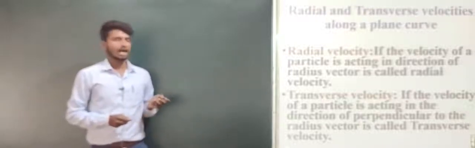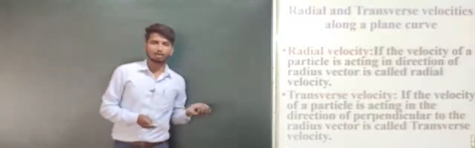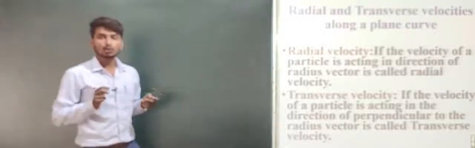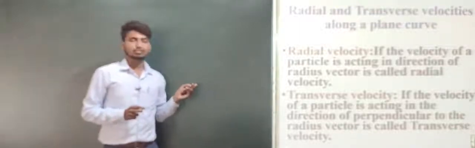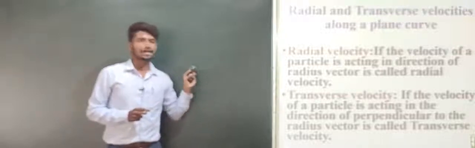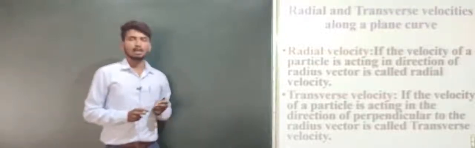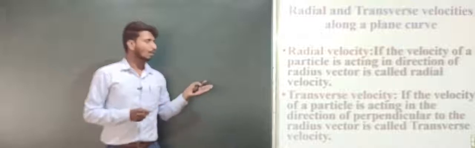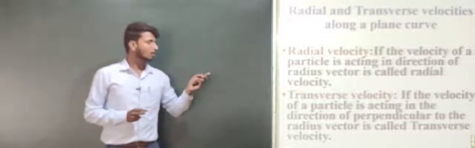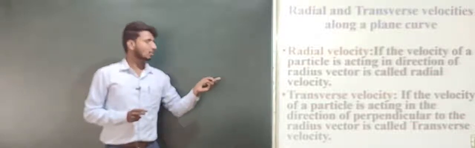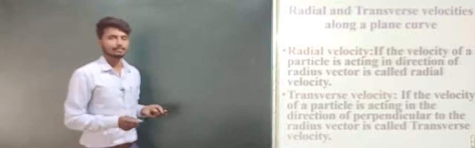Next we will study the radial velocity and transverse velocity along a plane curve. What do you mean by radial velocity? If the velocity of a particle is acting in the direction of the radius vector, it is called a radial velocity. And what do you mean by transverse velocity? If the velocity of a particle is acting in the direction perpendicular to the radius vector, then it is called a transverse velocity.